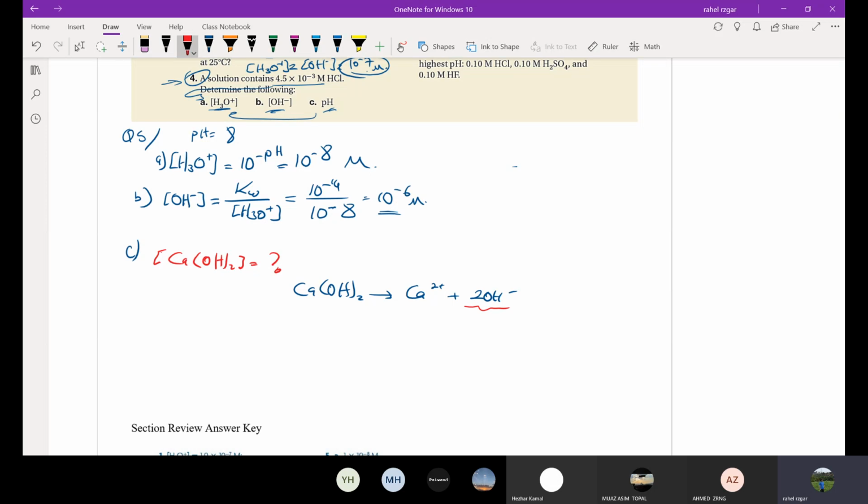Concentration of OH is 10 to the power of negative 6. Exactly. That was a very good point. Kurina, please don't forget, you shouldn't write 2 times 10 to the power of negative 6. It's just 10 to the power of negative 6.